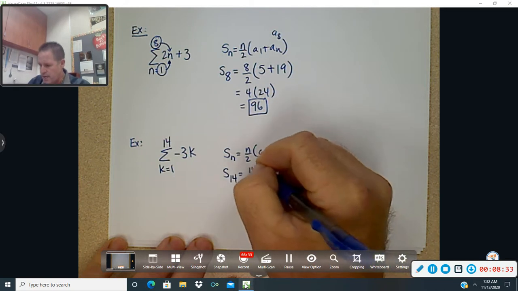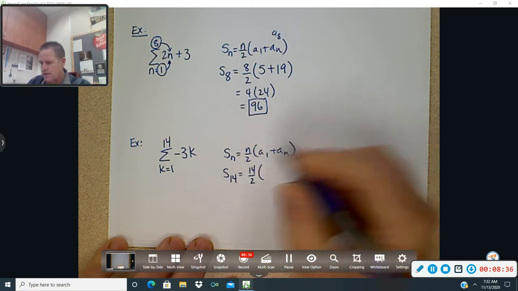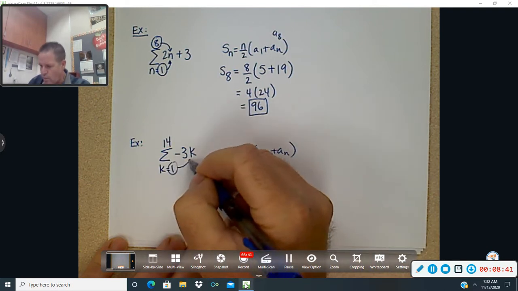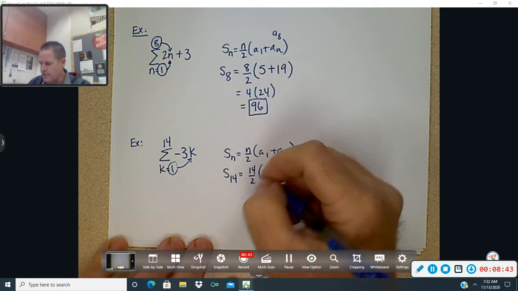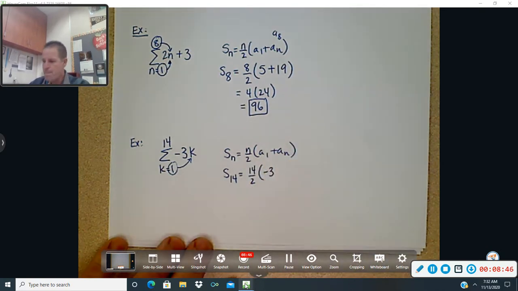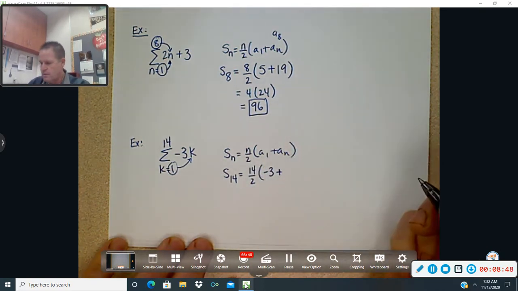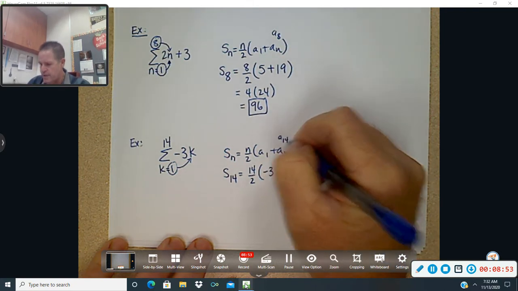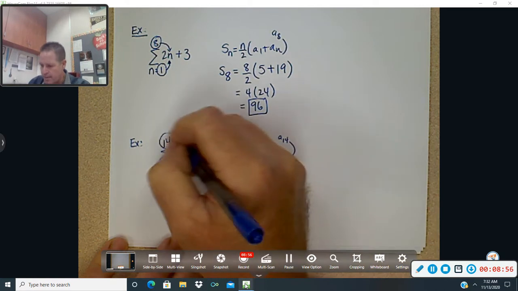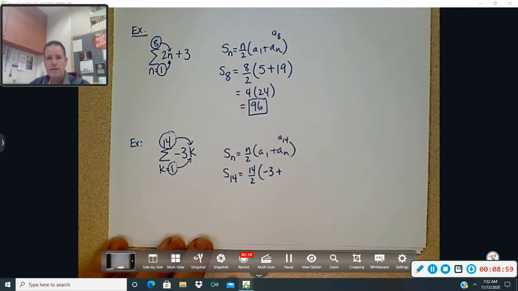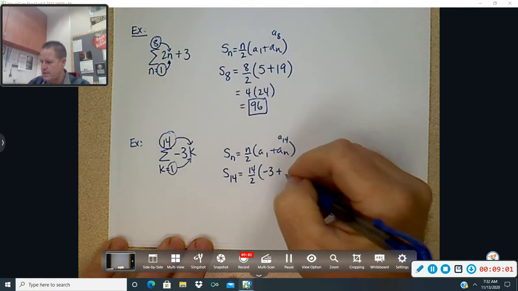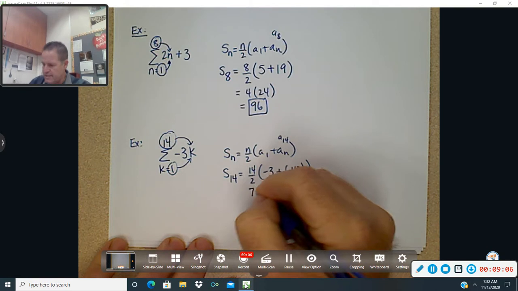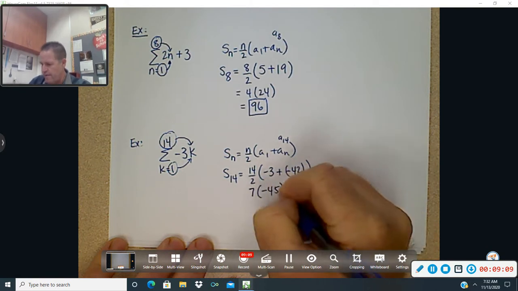So S sub 14 equals 14 divided by 2 times the answer to the first term. Now, how do I get the answer to the first term? I plug in 1. Negative 3 times 1 is negative 3. And then I add to it the answer to the 14th, a sub 14. Well, how am I going to get the answer to the 14th? I'm going to plug in 14. Negative 3 times 14 is negative 42. So this is going to be 7 times negative 45.